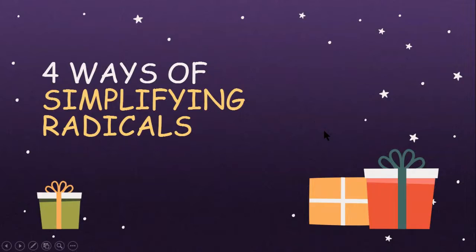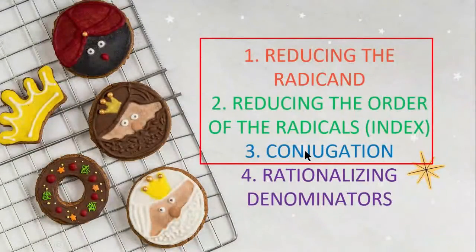Okay, we have four ways of simplifying radicals. And last time, I tackled the first two methods in simplifying radical expressions, which are reducing the radicand and reducing the order of the radicals. And today, we'll be tackling conjugation and rationalizing denominators.